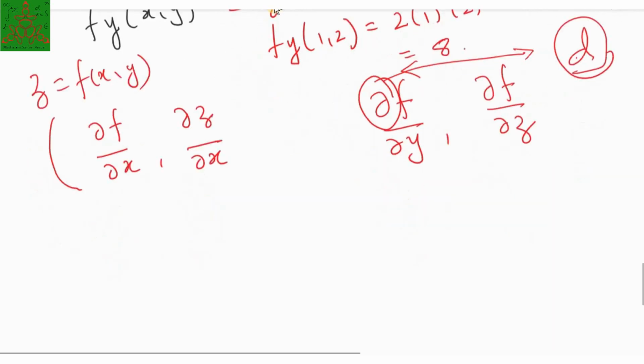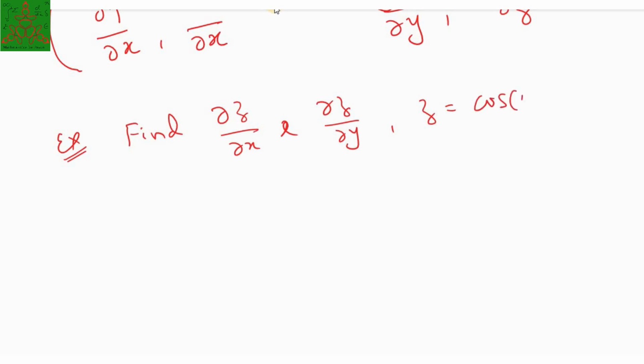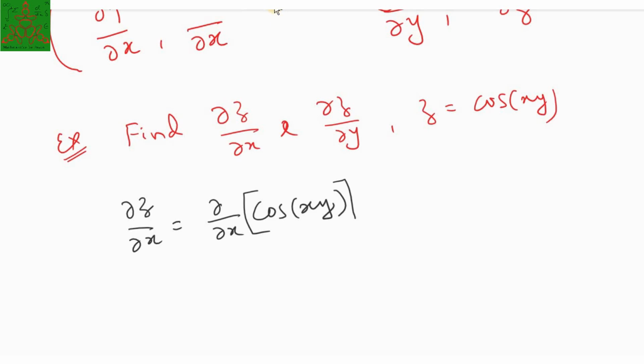Okay, let's have another example. Find del z upon del x and del z upon del y if z is equal to cos of xy. So if you differentiate del z upon del x, you should keep in mind that this is a function of two variables, but when you are differentiating with respect to x partially, then your y is constant. So the first derivative of cos is minus sine of xy.